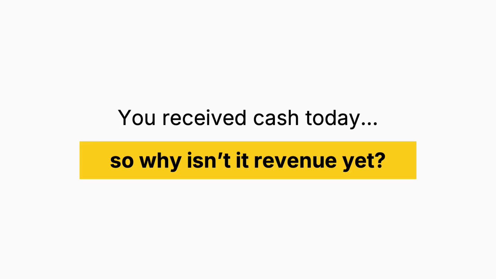You received cash today, so why isn't it revenue yet? Many people think that once cash is received, it automatically becomes revenue. But is that always the case?